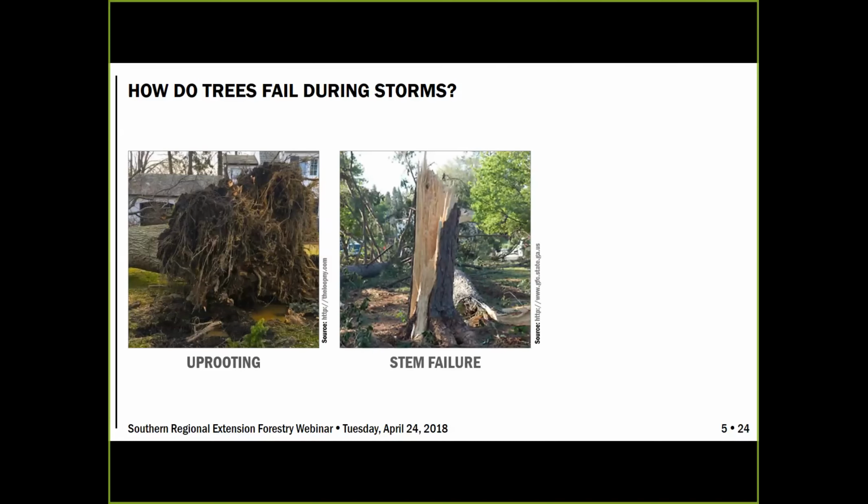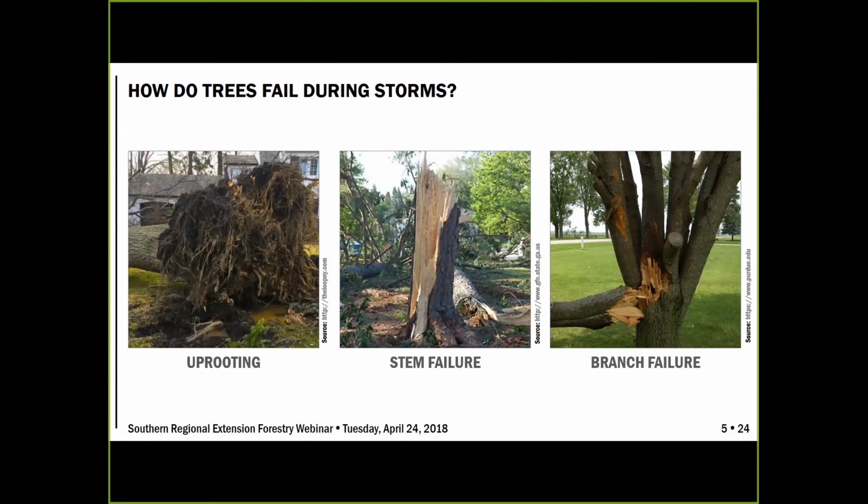Another way that we see trees failing during storms is by stem failure. Stem failures are often associated with high winds during the growing season, and these too can have severe consequences due to the size and potential reach of the failing tree. And then finally, we have branch failures. Branch failures can occur for a number of reasons and are probably the most frequent occurrence during storms. The consequences of these types of branch failures vary based on the size of the branch, from negligible to severe.